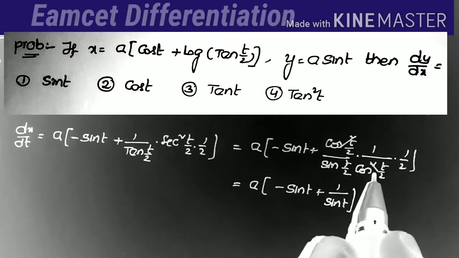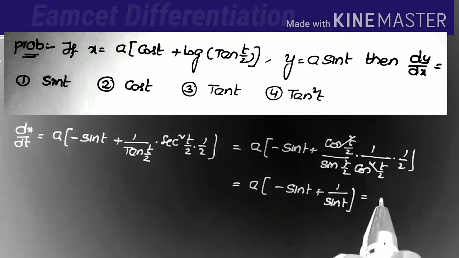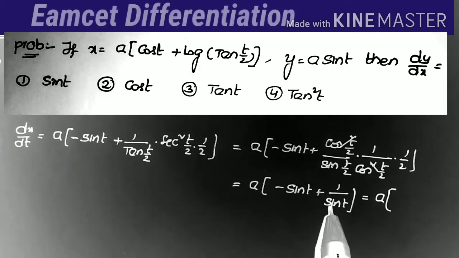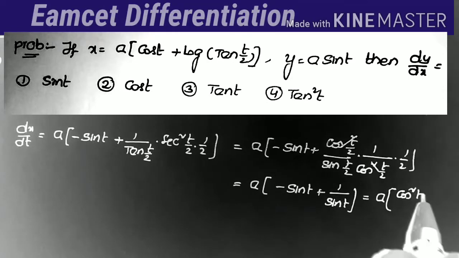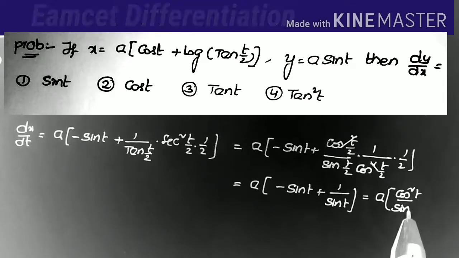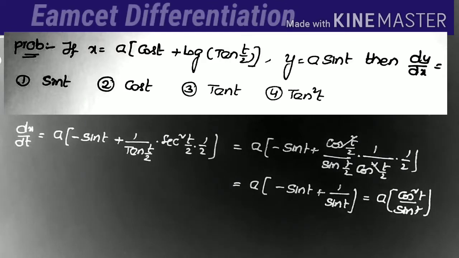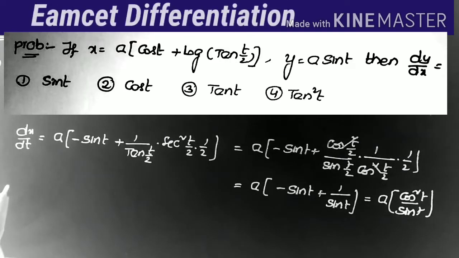2 sin t by 2 cos t by 2 is equal to sin t. That is a into, just taking LCM, 1 minus sin square t. That is cos square t by sin t. So this is the value of dx by dt. Now what is dy by dt value?